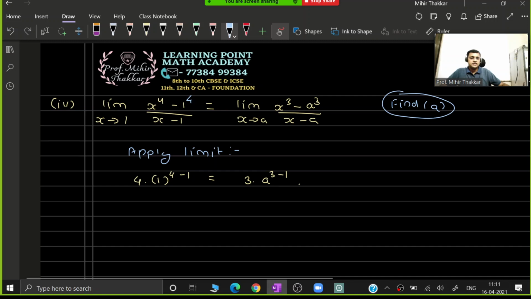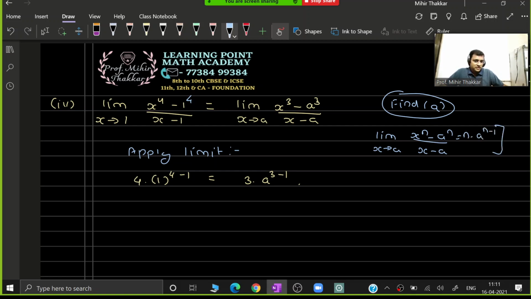In both the sides, I am using the same formula. Limit as x tends to a, x raised to n minus a raised to n upon x minus a is equal to n into a to the power n minus 1. Guys, always make it a habit to write the formula at least once with all the examples that you are solving and practicing, so that during the exams it won't be difficult for you to identify which formula had been applied when we were studying.